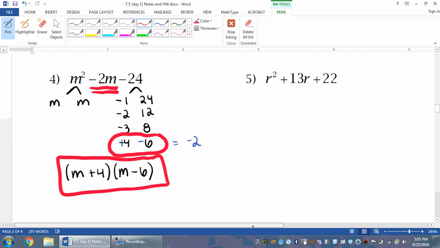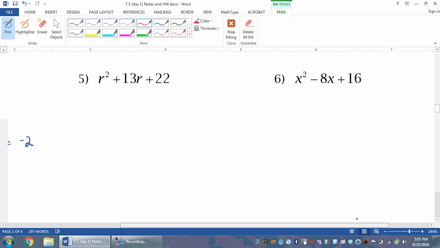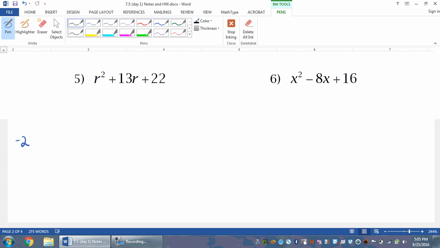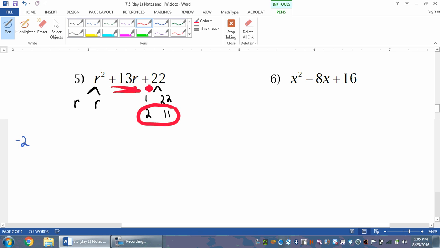All right, example number 5. Again, always check for a GCF, but there is nothing that I can divide r squared, 13r, and 22 by that is not equal to 1. So I'm going to start. What makes r squared? That's just r and r. Everything that makes a positive 22: 1 and 22, 2 and 11. Between these two combinations, you should recognize that 2 and 11 add to make 13. So I have the correct combination. It's r plus 2 and r plus 11.